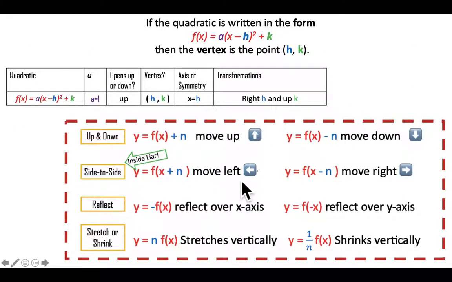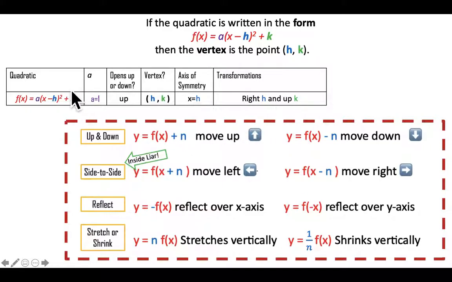All right, let's try a little bit. Here's our table. If this is the form of the quadratic equation, then the value for a is simply going to be a positive 1 in this case, let's say. And if it was, then it would open upward because it's positive. The vertex would be h comma k, and the axis of symmetry would be the h value. The transformations would be that this would be a side-to-side transformation as listed right here. So if we're going to subtract a value, then we'll move to the right 8 units. So that's why we've said here that we're moving to the right 8 units.